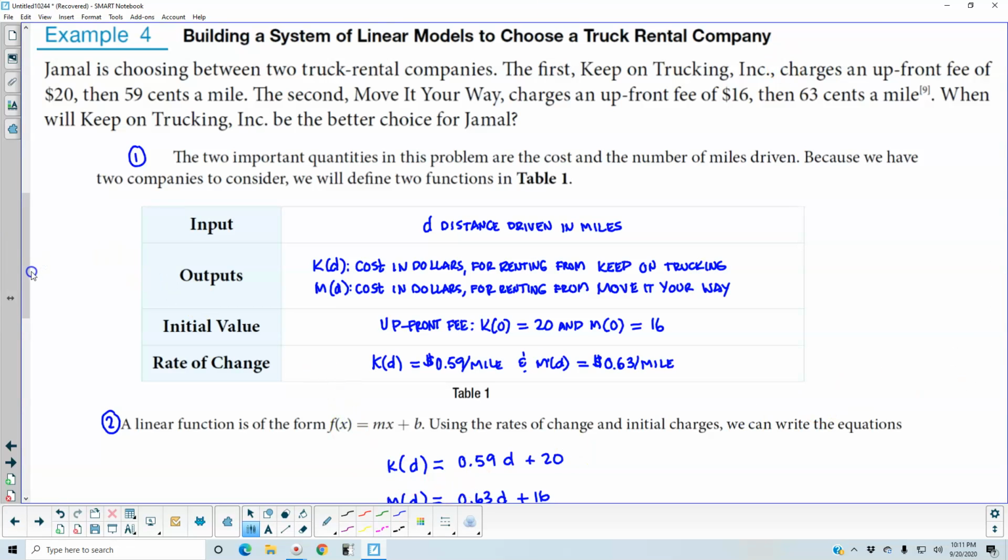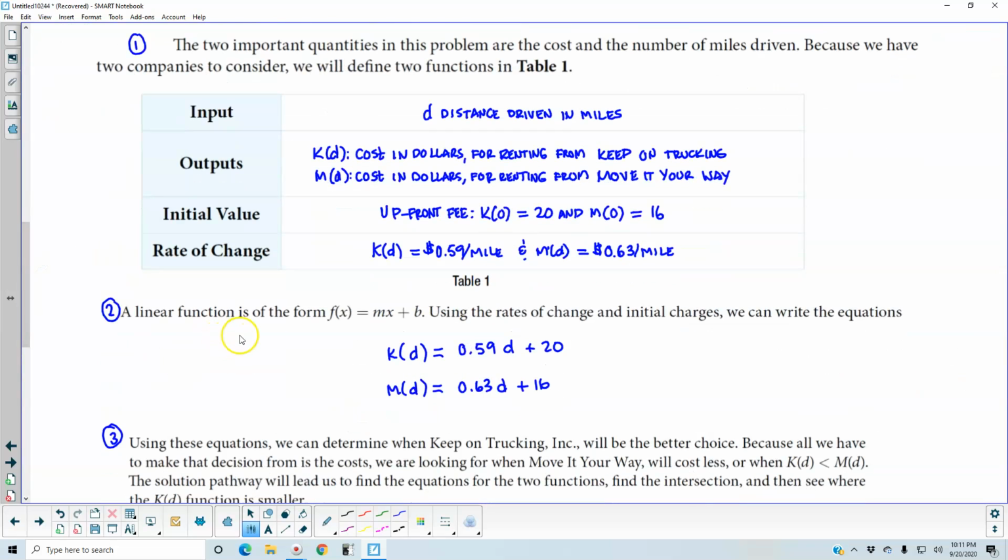Now, in number 2, a linear function is of the form f of x equals mx plus b. We're going to use the rates of change and initial charges. We can write the equations. K of d is equal to the rate of change, 59 cents per d miles, plus 20 being the fixed cost. M of d is going to equal 63 cents per d miles, plus the fixed cost of 16.